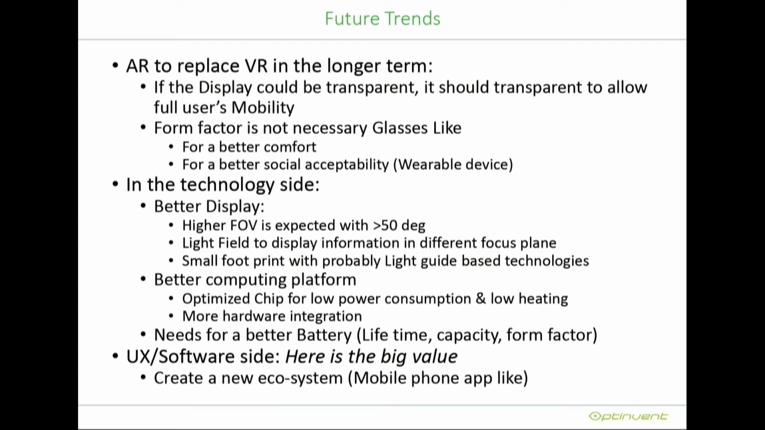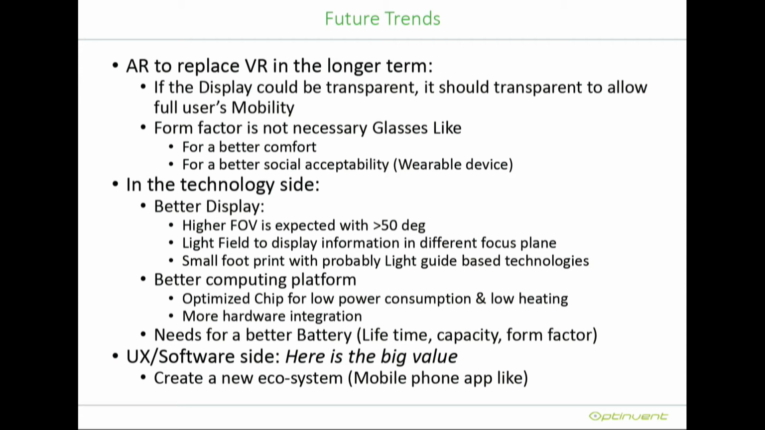So we also need a better computing platform. Up to now in smart glasses, all the components we use come from the smartphone industry, including camera, CPU, all these. So we need something more dedicated to use in a small place with low heating and low power consumption. This is key. This is why we need more hardware integration, even more than what we have today in the smartphone.